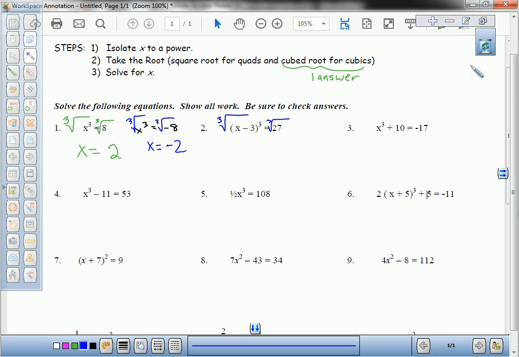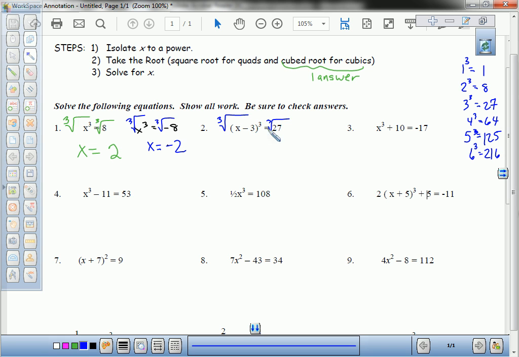Okay, now it might be helpful to remind yourself of your perfect cubes. 1 cubed is 1, 2 cubed is 8, 3 cubed is 27, 4 cubed is 64, 5 cubed is 125, and the last one we asked you to know earlier this year was 6 cubed is 216. So that would be as far as we would go.